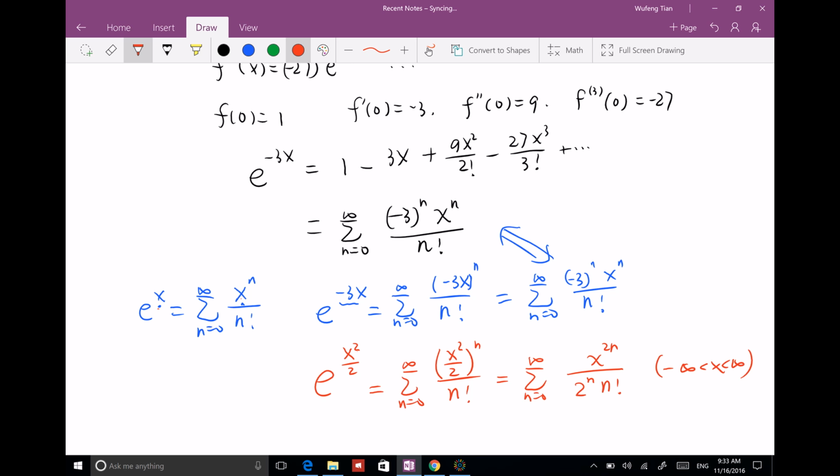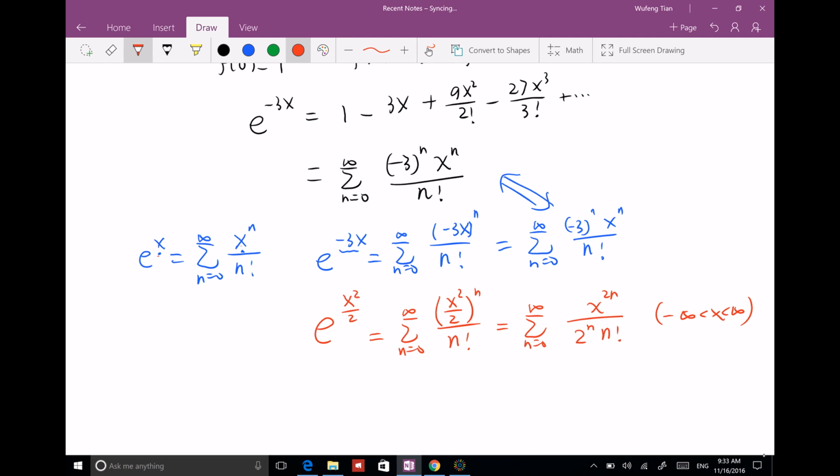So no matter what I change here, e to 5x, e to 6x, you just need to change that x part in the exponent. You change this function part, x part. That'll be enough. Alright, so next example.